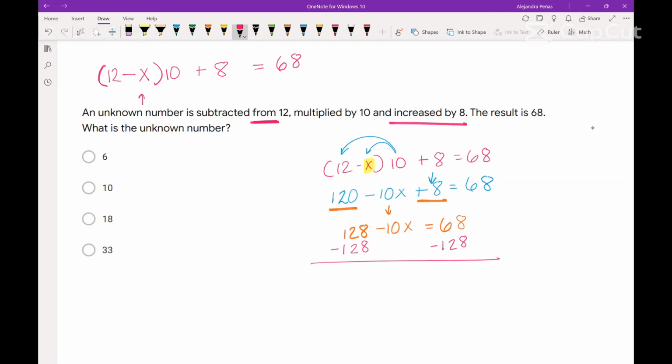So 128 minus 128 goes to 0. And we're going to bring this down, including the negative sign. The sign in front of the number is part of the number. So it's going to be negative 10x equals 68 minus 128. 128 is the bigger number, so my answer will be negative. Now you subtract 128 minus 68. So that's going to be 0. That's going to be 60.